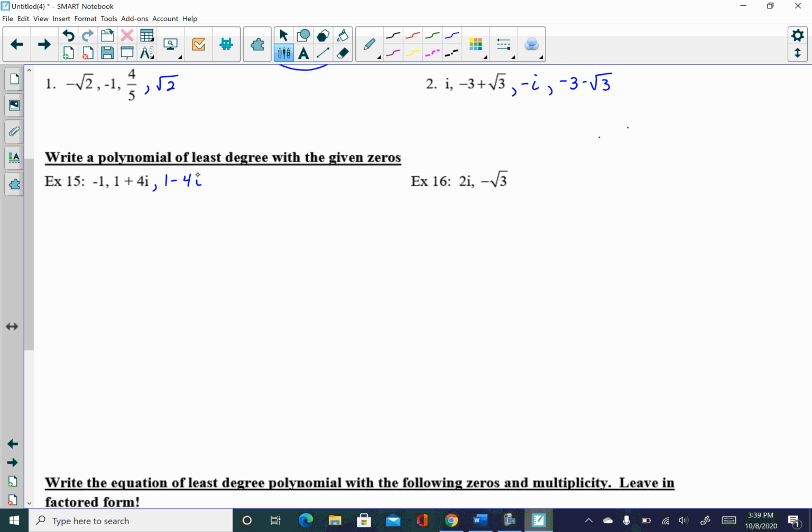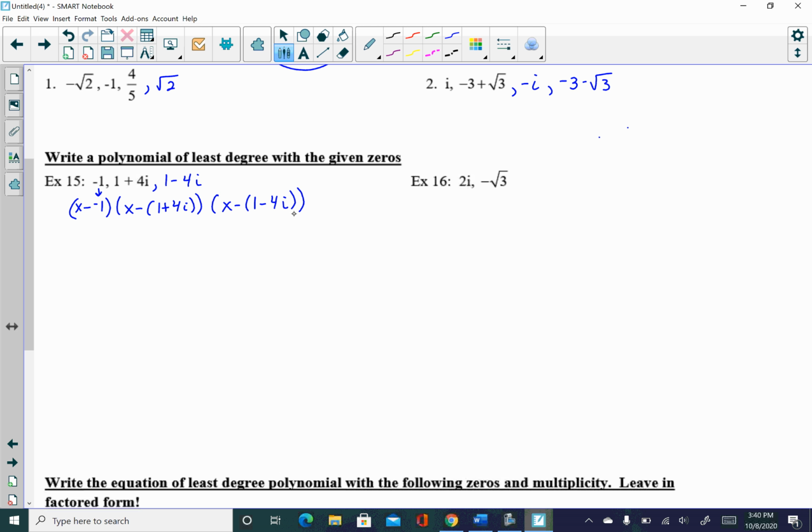Now I need to turn these zeros into factors. If -1 is a zero, I'm just going to burn a step here. This means x minus -1. And then the next term would be x minus (1 plus 4i). And the next one would be x minus (1 minus 4i). Because remember, whenever you pull the zeros out of the factors, you take the opposite. So if you're going backwards, you're changing the signs.